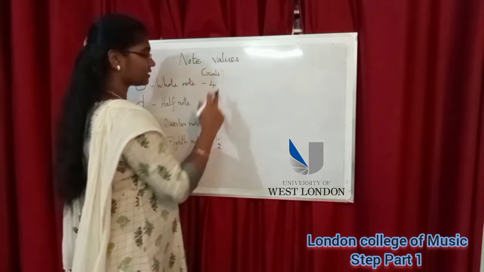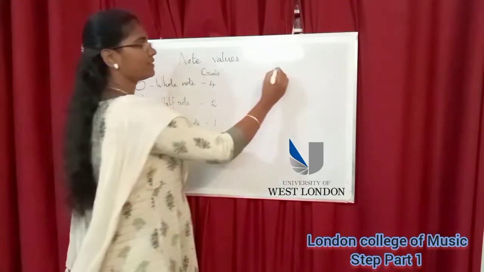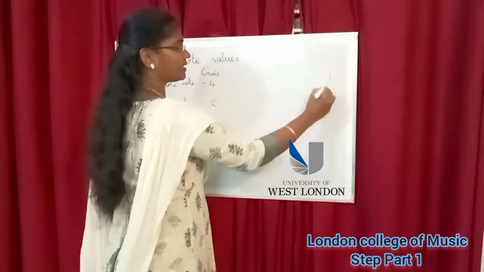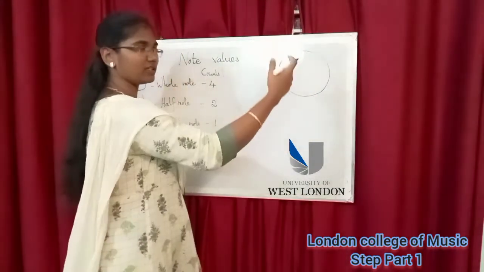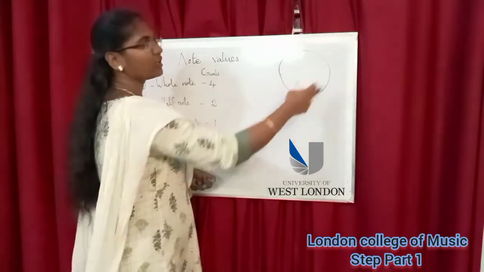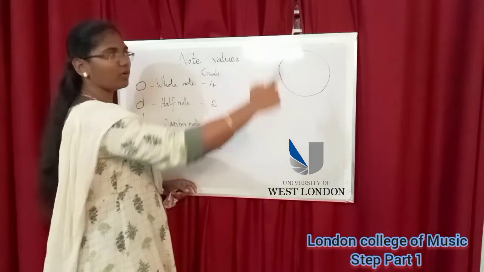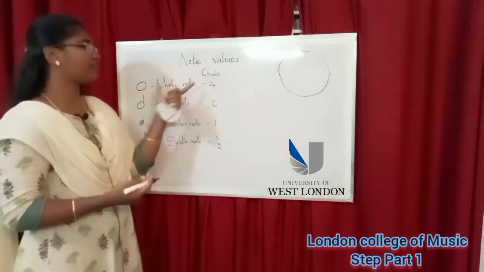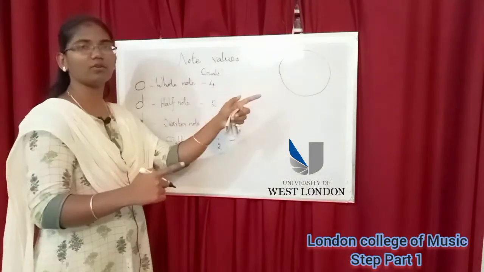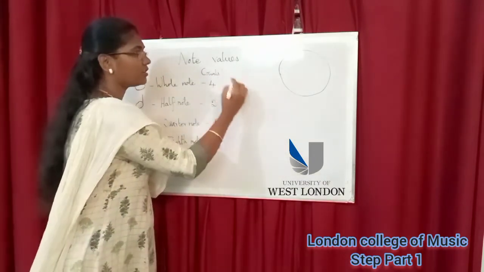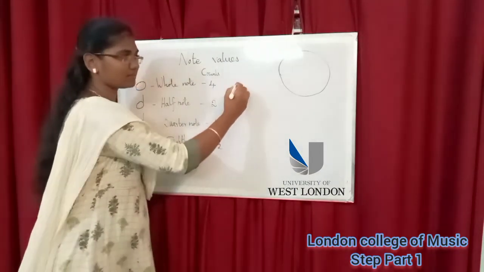So the note value means, imagine a circle, imagine a cake. The whole note is compared with the whole cake, so there is only one piece. If we imagine this as a whole note, the note value of the whole note is 1, only one piece.